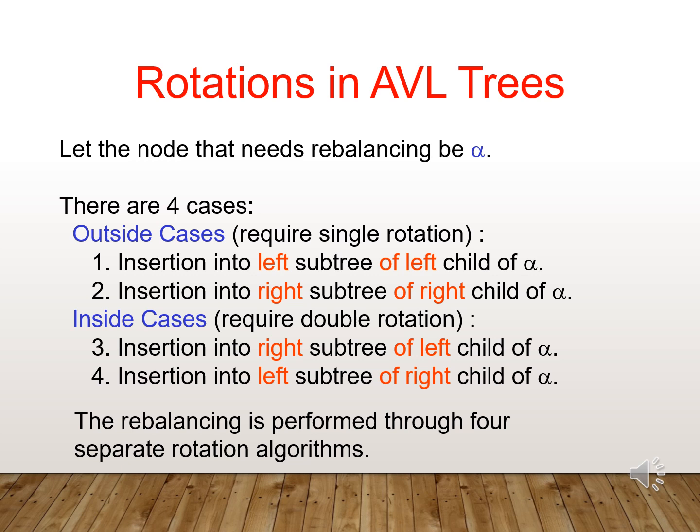Under double rotation, insertion into the right subtree of the left child of alpha causes RL imbalance. Insertion into the left subtree of the right child of alpha causes LR imbalance. The rebalancing is performed through four simple rotation algorithms.